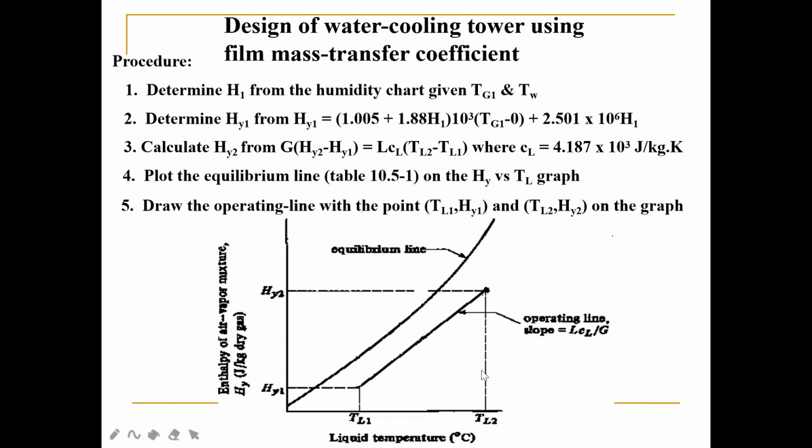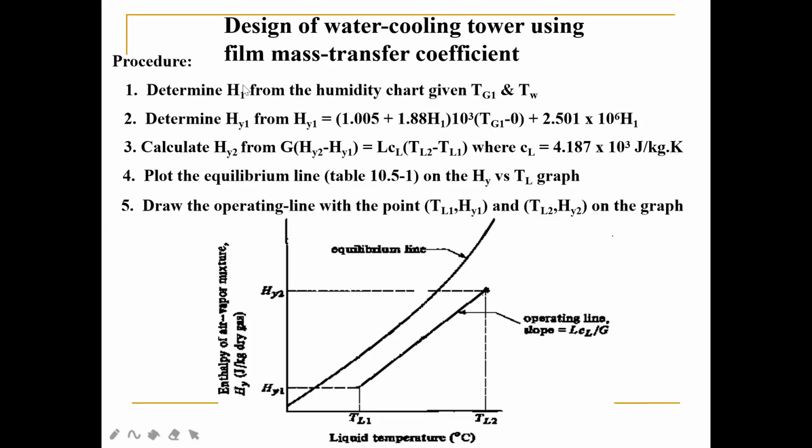Okay, so the first thing that you have to do is determine the humidity from the humidity chart with the given Tg1, which is the temperature of the air fluid coming in, and also the wet bulb temperature. So you have the dry bulb temperature represented by Tg1, and you have the wet bulb temperature, and you have to find H.